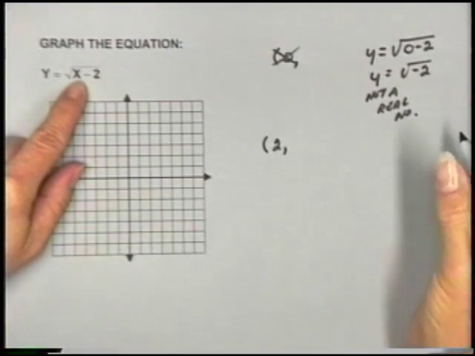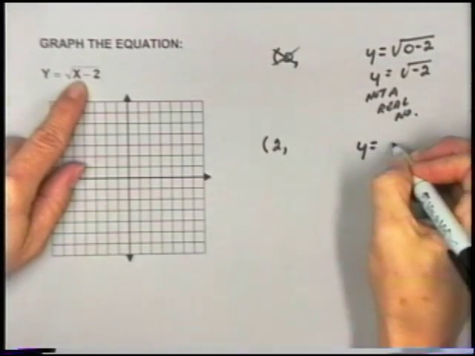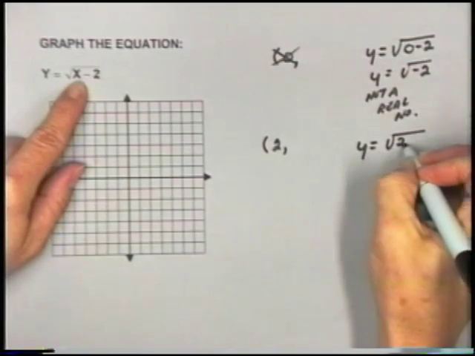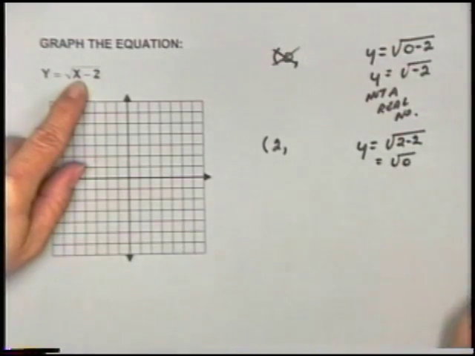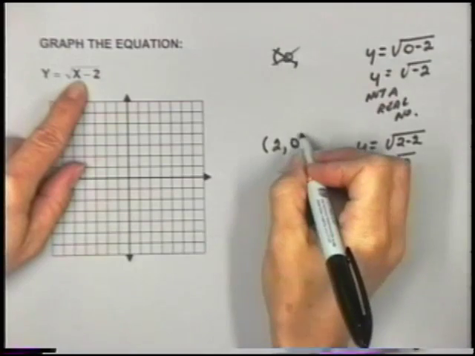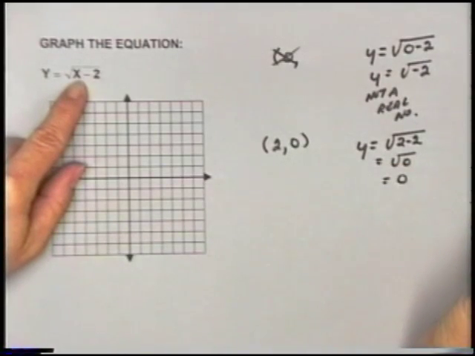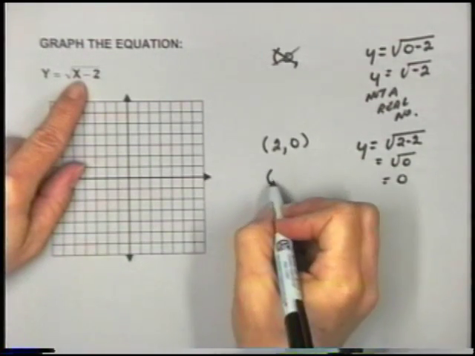Can we use x equals 2? Well, actually, yes, we can. y equals the square root of 2 subtract 2. 2 subtract 2, of course, is 0. Does 0 have a square root? Well, yes, it does. The square root of 0 is 0. So we may use an x-coordinate of 2, and we get y equals 0 as the corresponding y value there.